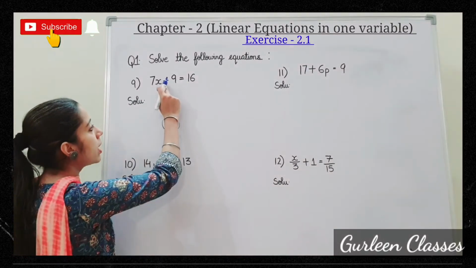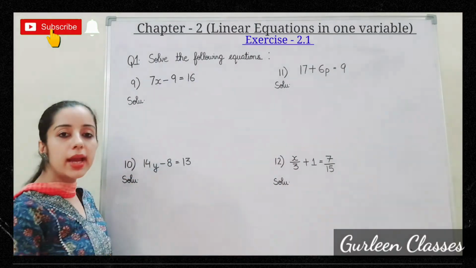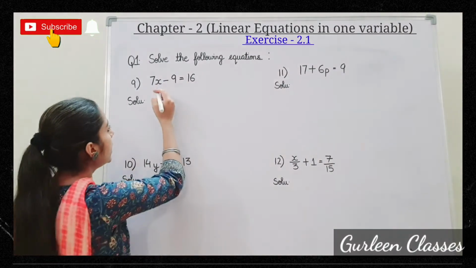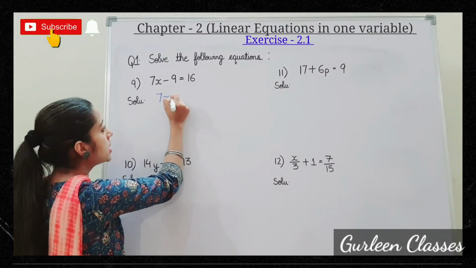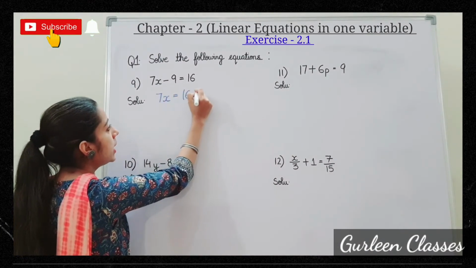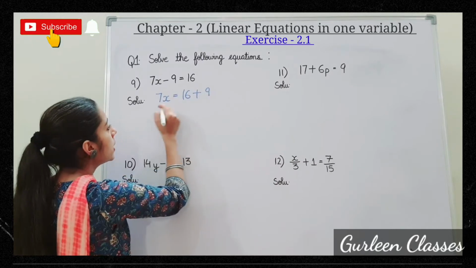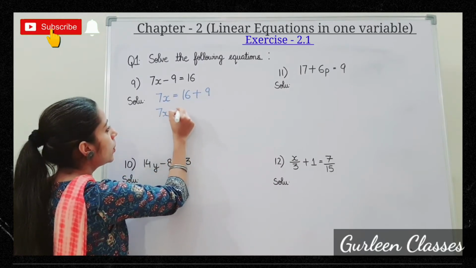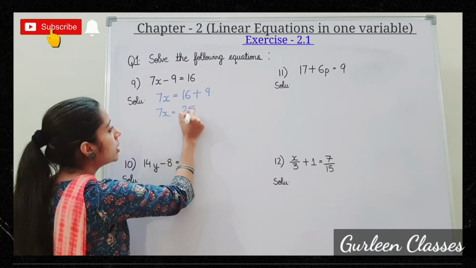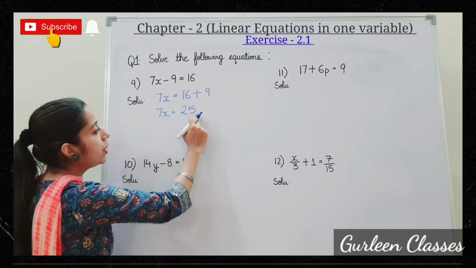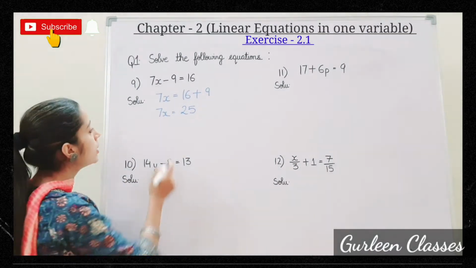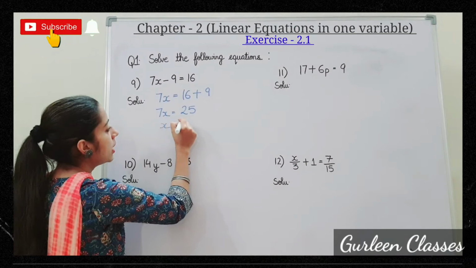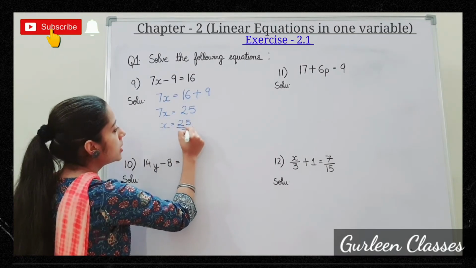Ninth part, 7x minus 9 is equal to 16. So first we will transpose minus 9 to the right. It will become plus. So right here 7x is equal to 16 plus 9. 7x is equal to 25. So now we will transpose 7 to the right. It will divide. So value of x is 25 upon 7.